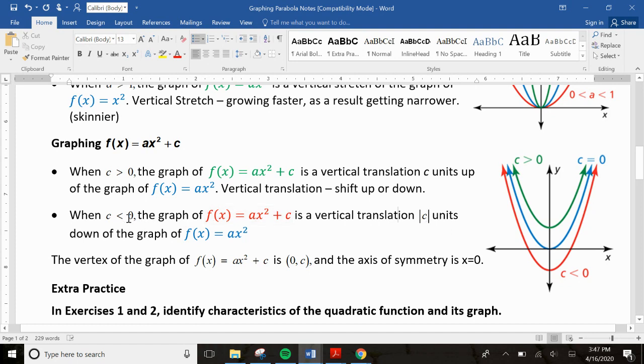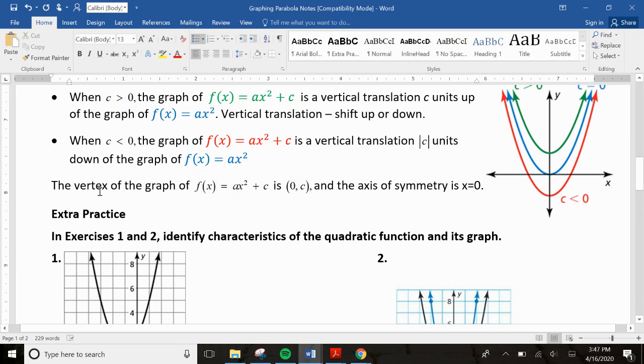So when c is a negative number, less than 0, this graph is going to move down however many c units. So if we look here, our parent function starts at the origin, right? And in comparison, this red function, when you're adding a negative, ends up moving it down.